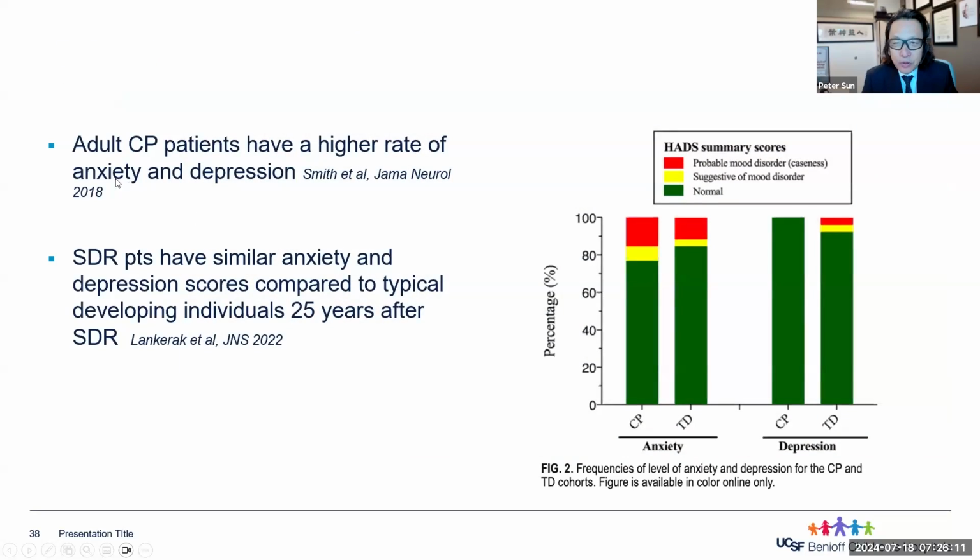Yeah, so we know that adult CP patients have a higher rate of anxiety and depression. And I think this patient is a nice illustration of, you could get to a point that you essentially look normal. And SDR patients being followed long term actually have similar anxiety and depression scores compared to typically developing adults. And I think in large part due to the effects that you were able to see there.